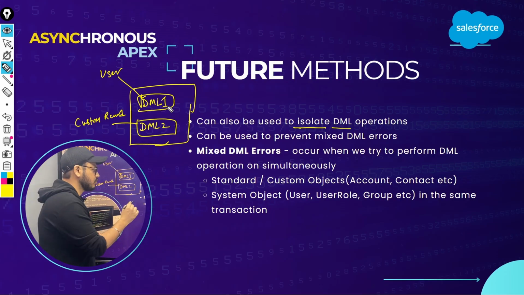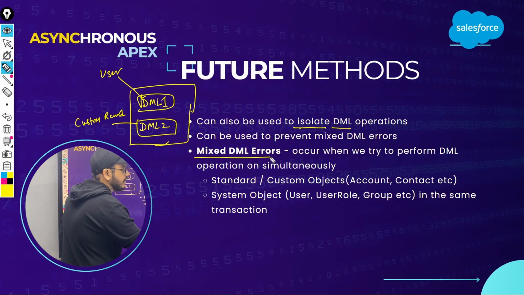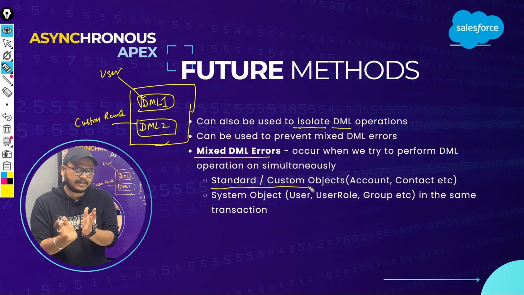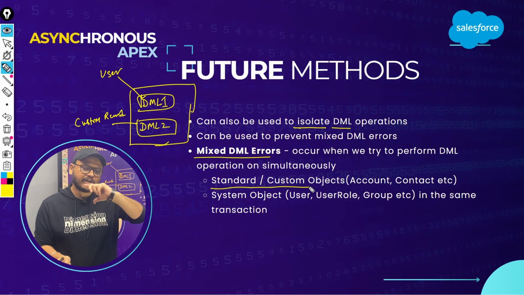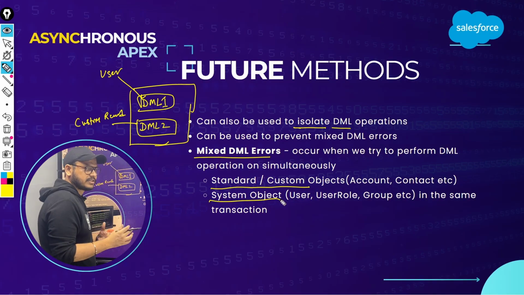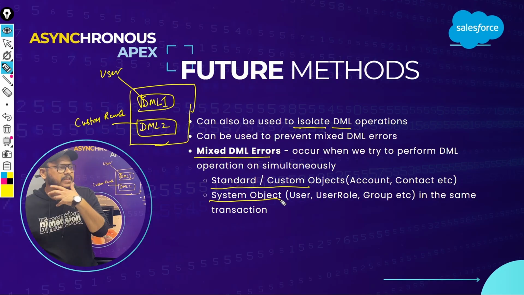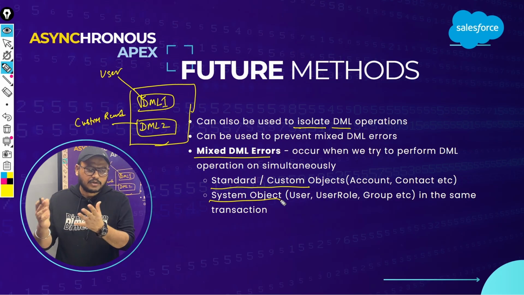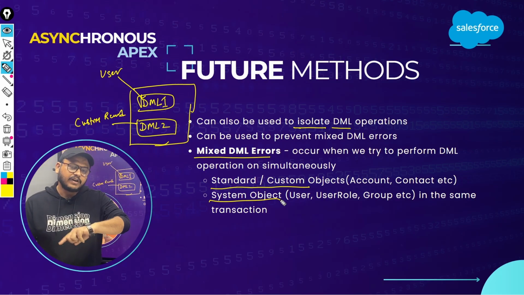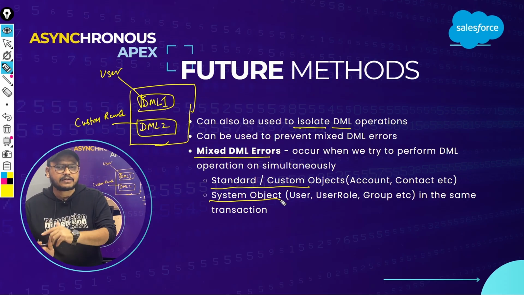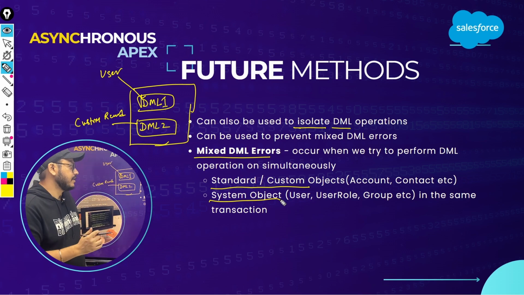mixed DML error. The mixed DML error basically occurs when we try to perform DML operations simultaneously on two types of objects. One can be a standard or custom object, and the other is a system object. System objects are objects like User, UserRole, Group, Profile, etc. So if you're trying to perform a DML on both types of objects at the same time, then Apex throws a mixed DML error.